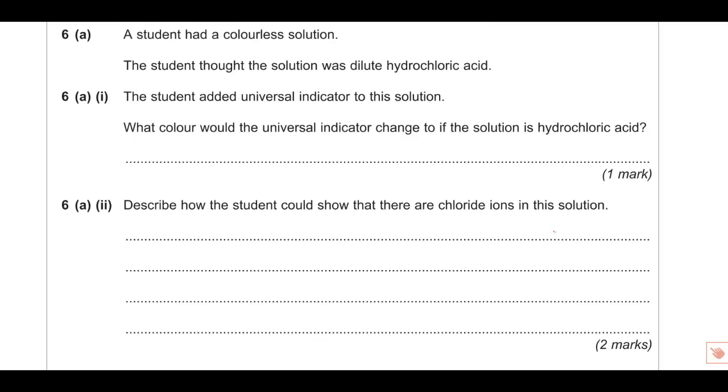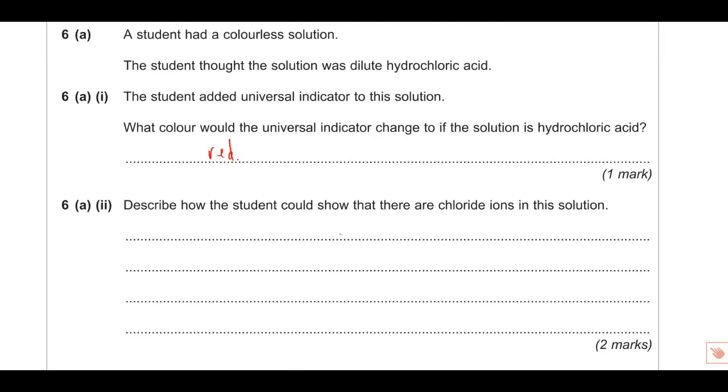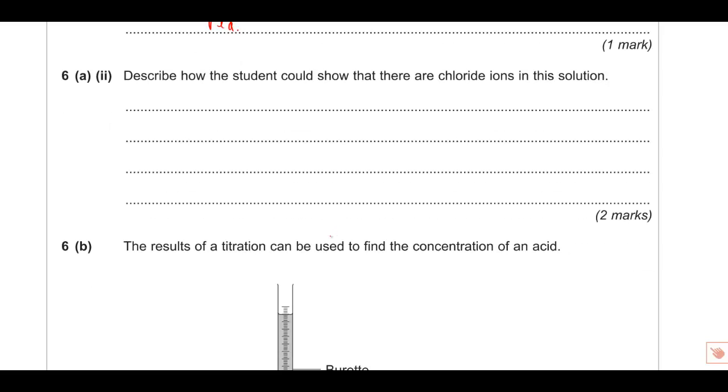I think we've probably got one last question now, and we're looking at acids, it looks like here. So we've got, what colour would universal indicator change if we add some universal indicator to hydrochloric acid? Red. Fairly easy. Good, 1 mark. How can a student show there are chloride ions? Well, classic test here from the analysis section.